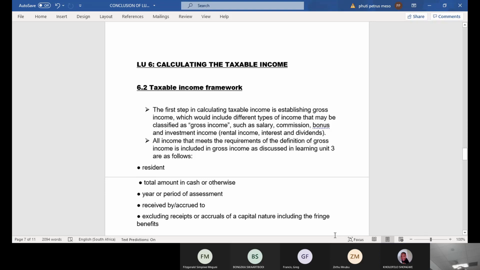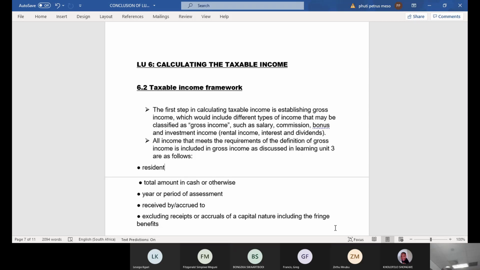But the taxable income framework is actually under your study guide, where you just have to look at it and you'll be able to see what the framework looks like. So what does it entail? The first step in calculating your taxable income is establishing your gross income. Remember, the first part when you do your calculations of the taxable income is your gross income, followed by your exempt.